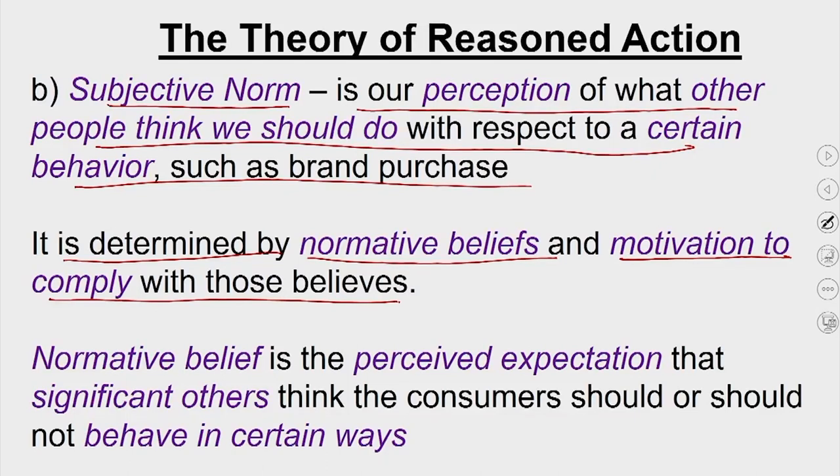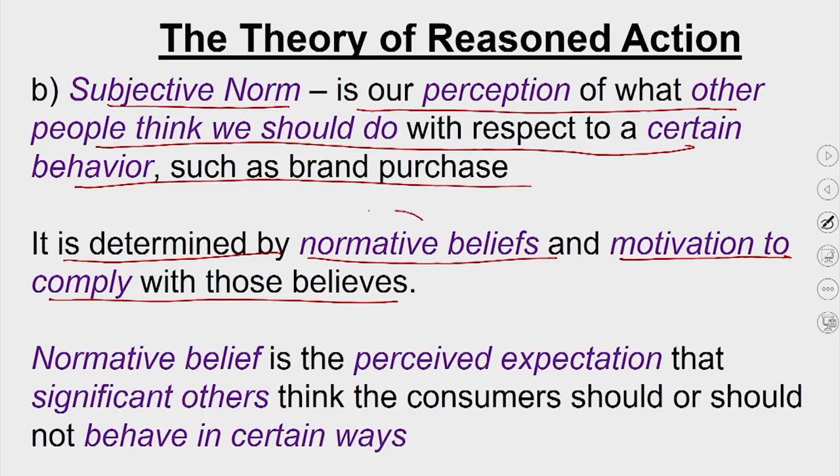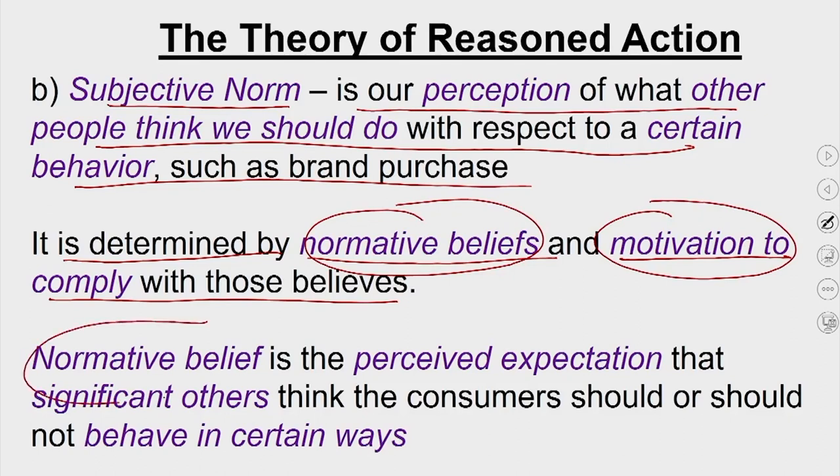What is normative belief? So the theory of reasoned action has two parts. One is my personal attitude, the other is what other people think, which is called subjective norm. Now this subjective norm has two components. The first component is something called normative belief, and the second is motivation to comply. What is normative belief? It is the perceived expectation that significant others think the consumer should or should not behave in a certain way.